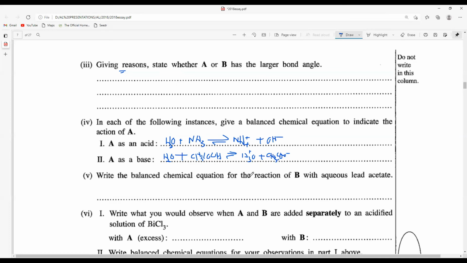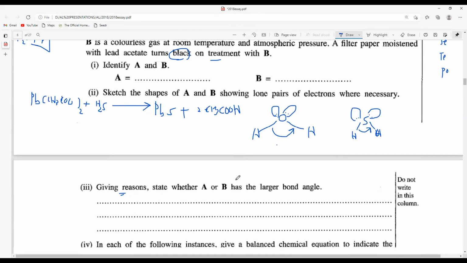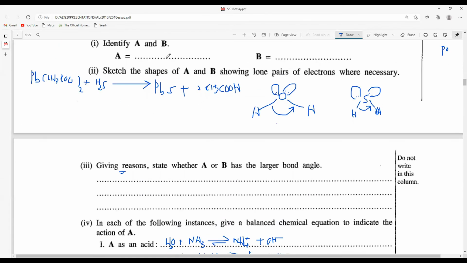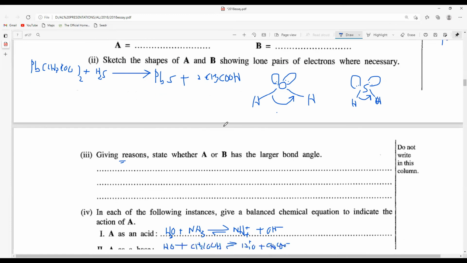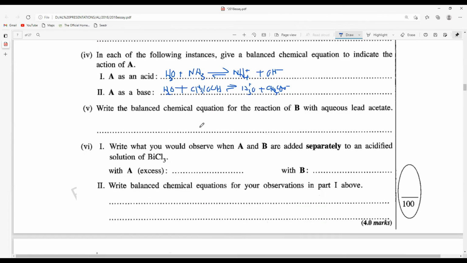Write the balanced chemical equation for the reaction of B with aqueous lead acetate. So it is given here. I wrote this one. So lead acetate with H2S. So PbS, the black precipitate, and 2 acetic acid is formed. There is this. Write what you would observe when A and B are added separately to an acidified solution of BiCl3. So write down the balanced chemical equations as well.